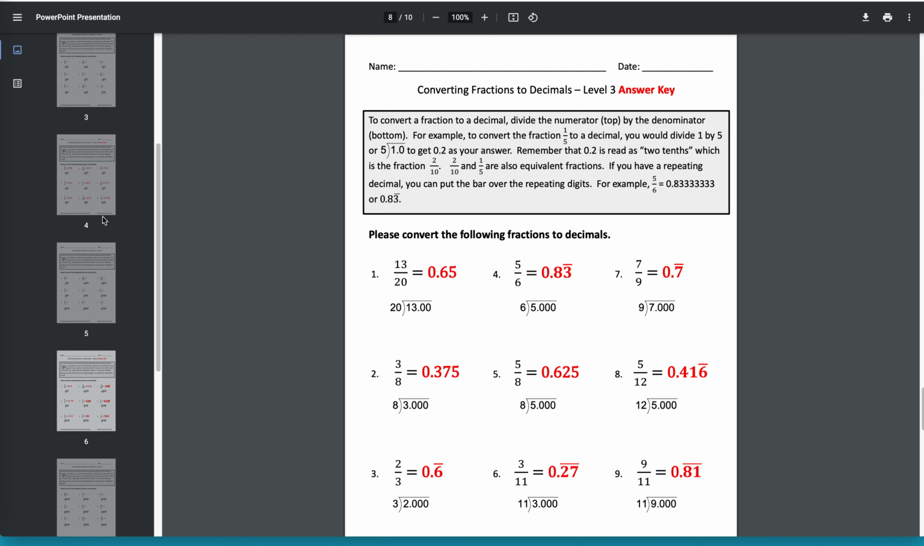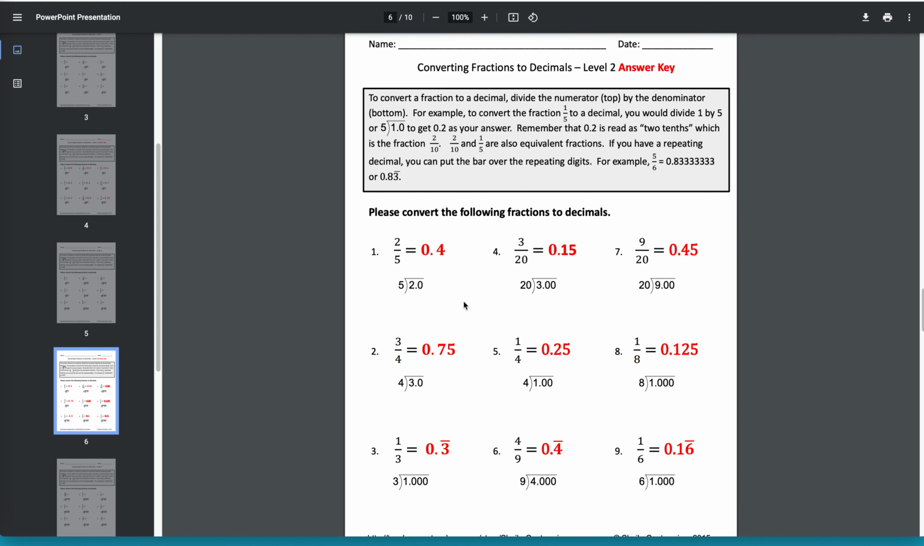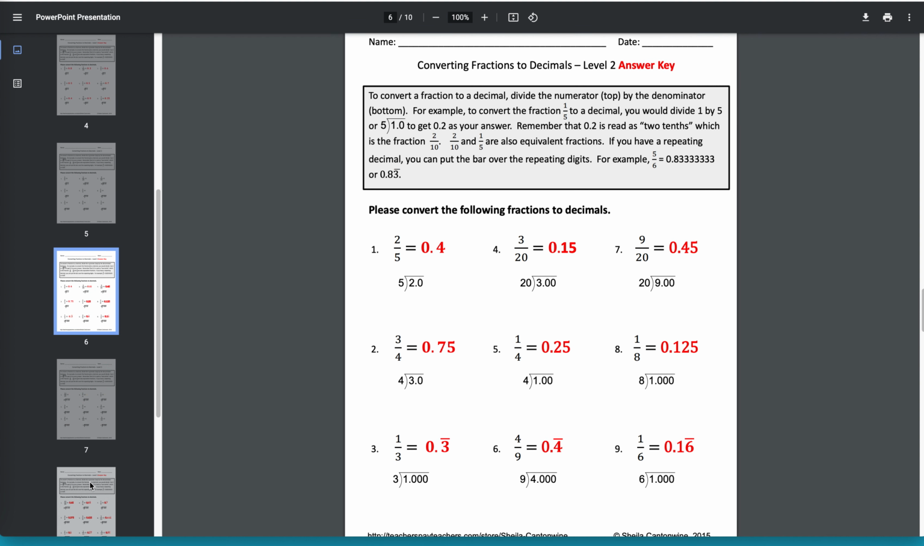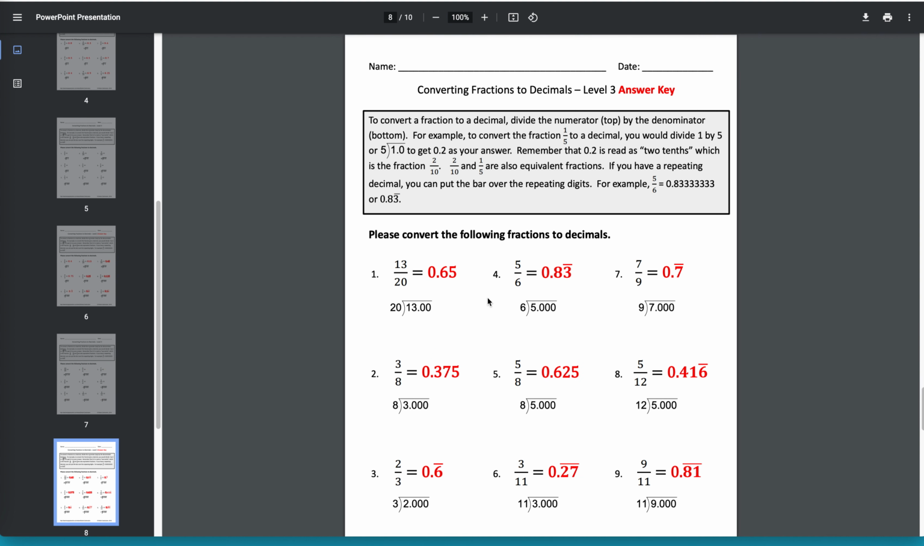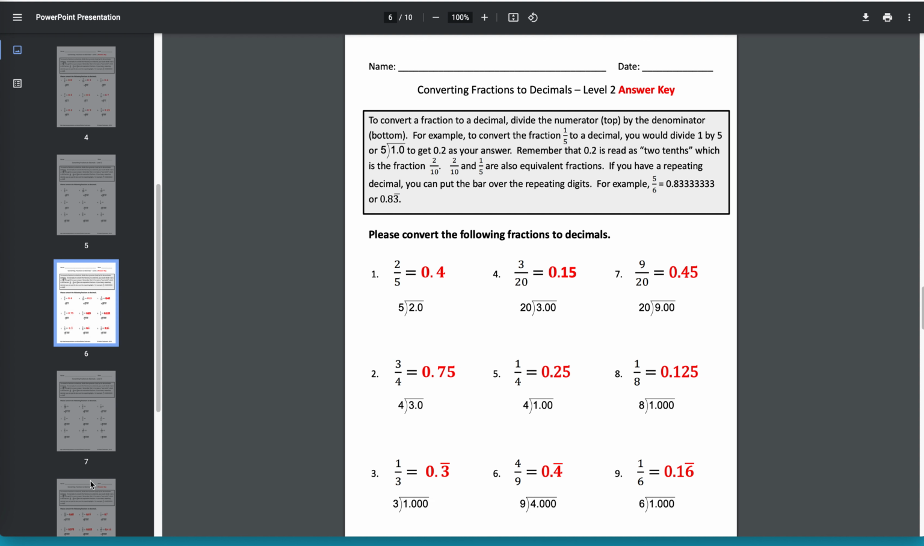So you can differentiate a couple different ways. If you've got kids that are below grade level, I'd have them start with something like this. Students that are at grade level, they might be able to start with the level 2. Students that are above grade level might be able to start with this level 3. Or you can have everybody start with the easiest, and as they gain proficiency, they'll move through.